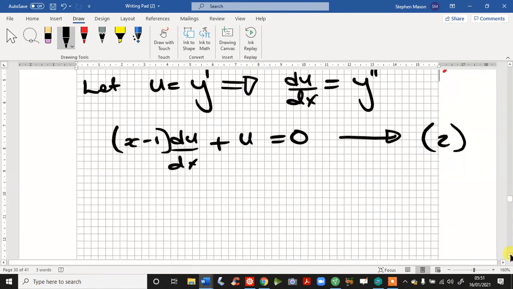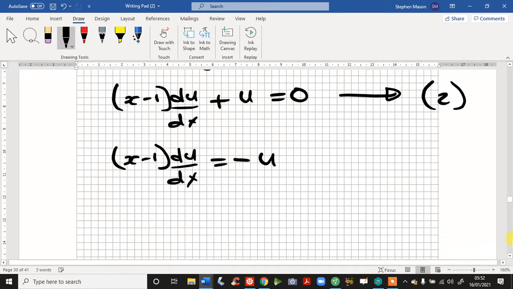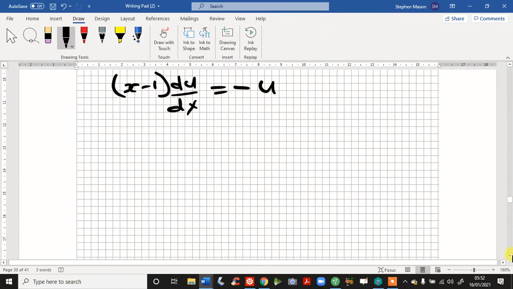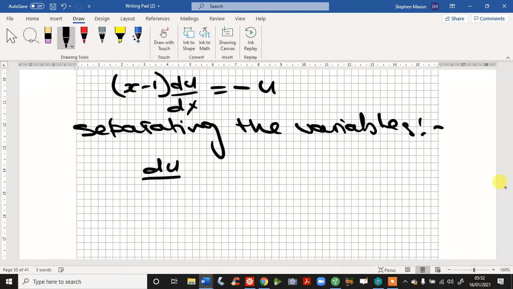Okay, now we can simplify this equation. We'll keep the x minus 1 on this side, du by dx, and we'll move the plus u to the other side of the equal sign and write it down as minus u. Now, this is an equation in which we can separate the variables. So, separating the variables, we get du over u equals minus dx over x minus 1.